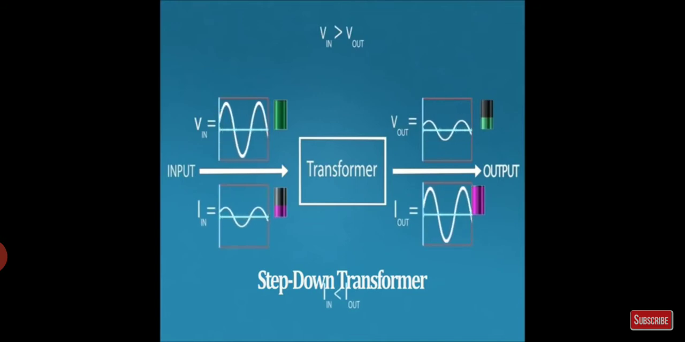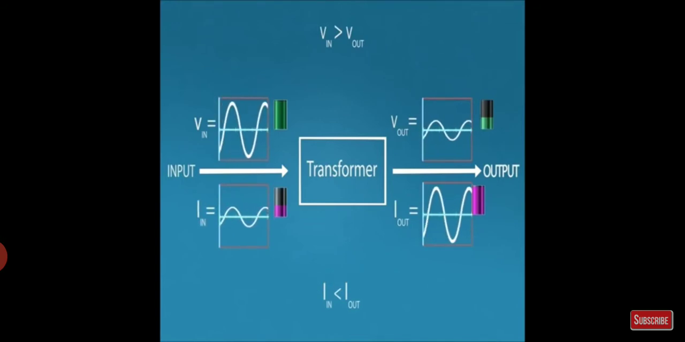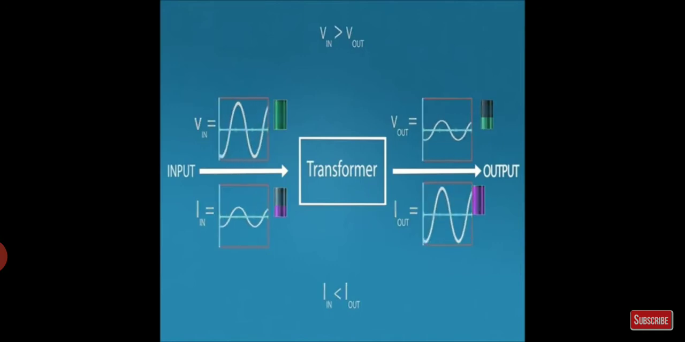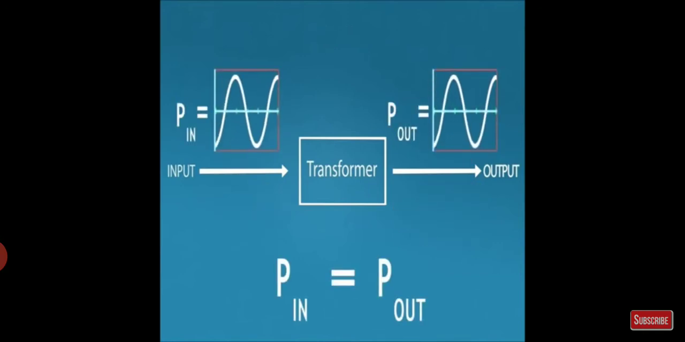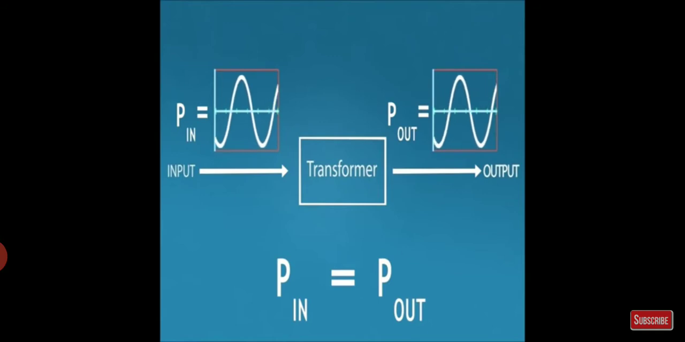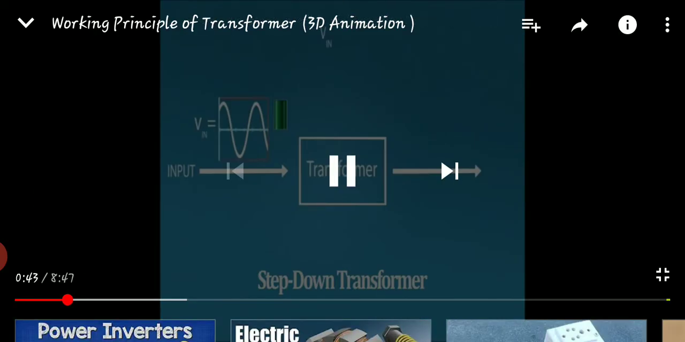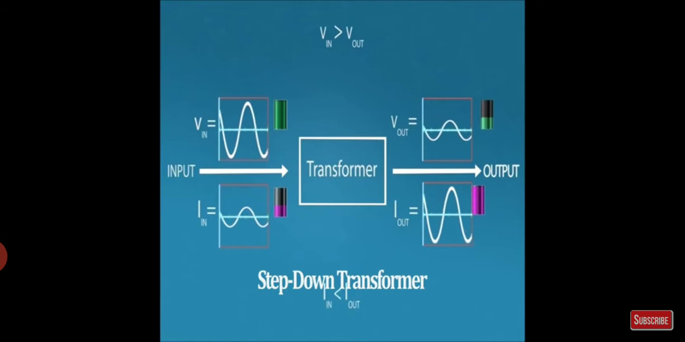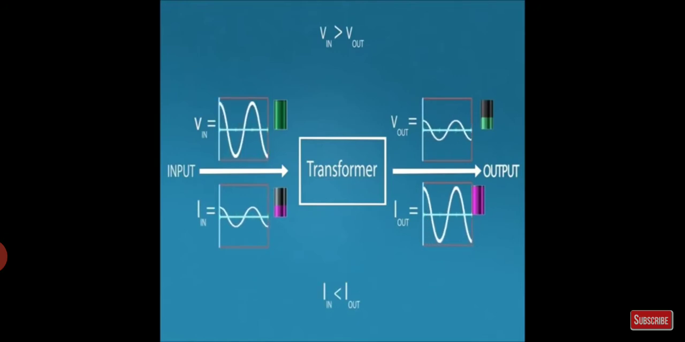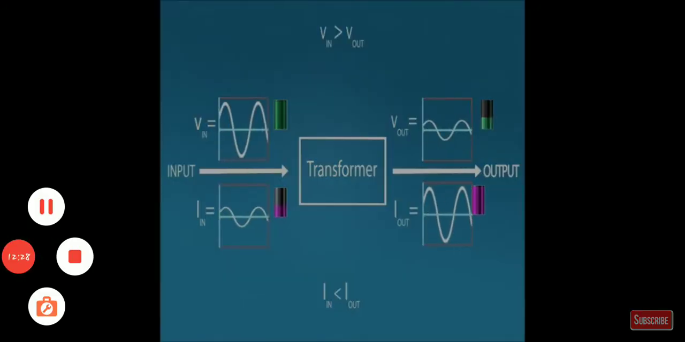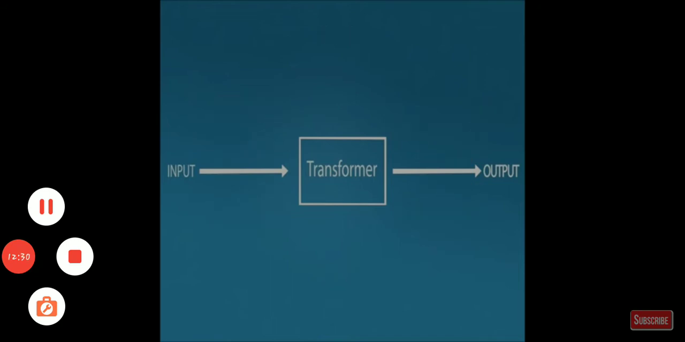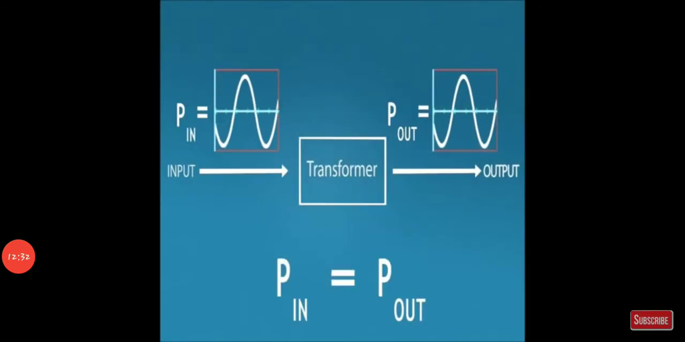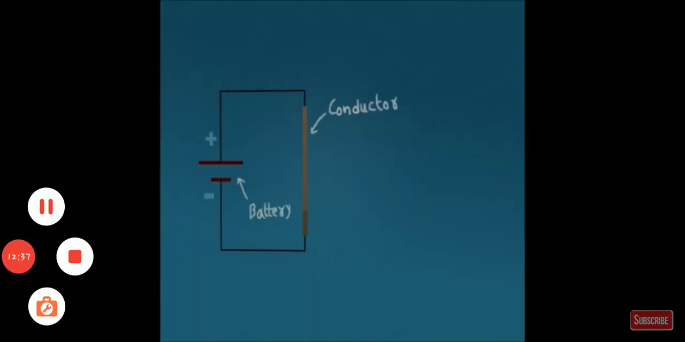So here you have a changing voltage and a changing current, input and output. Because the voltage is less, the output current is more. It has to be more because the power has to be the same. So P in should be equal to P out. That is how the relation stands between these two.